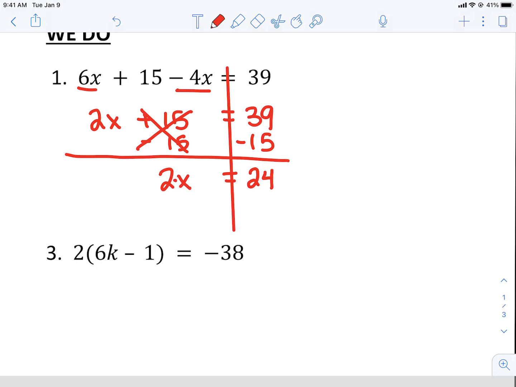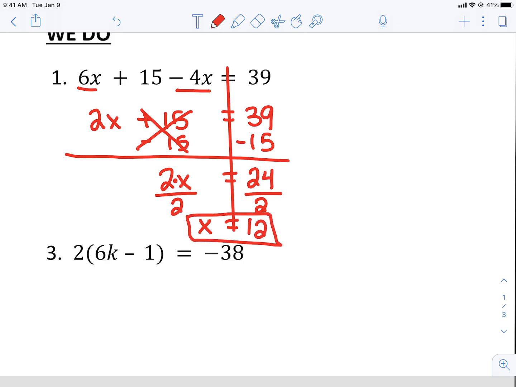From here, I know that the 2 and the x are being multiplied. Opposite of multiplication is division. So I divide both sides by 2. When I do that, 2x divided by 2 is just a 1x, and 24 divided by 2 is 12.